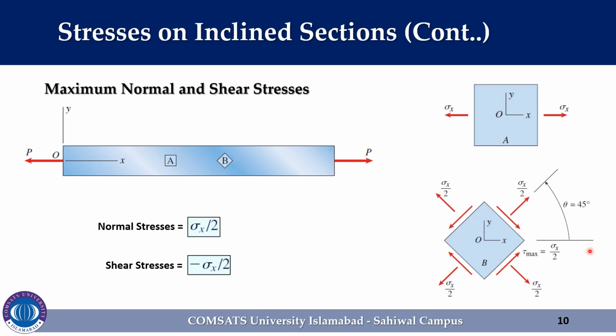Thus, in this special case of an element oriented at 45°, the normal stresses on all four faces are the same. Its value is sigma x over 2. And all four shear stresses have the maximum magnitude equal to sigma x over 2. Also note that the shear stresses acting on perpendicular planes are equal in magnitude and have directions either towards or away from the line of intersection of the planes.